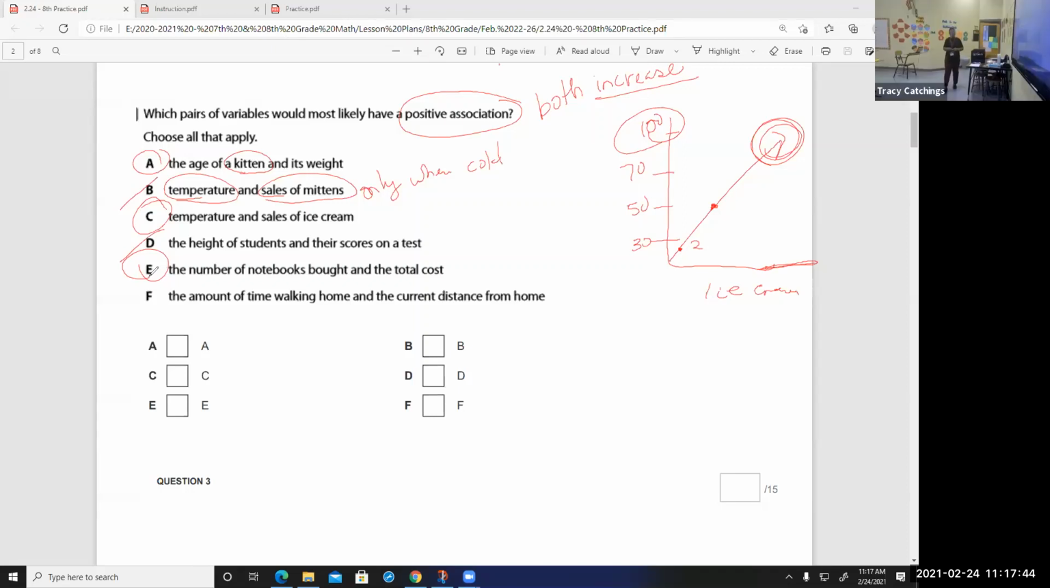All right, and then L said the amount of time walking home and my current distance from home. No. Why you say no? Because you know how people work out and like they run around each time their time gets shorter. Good job. Or if I'm walking home, my distance to home is going to get closer and closer because I'm getting there. Good.